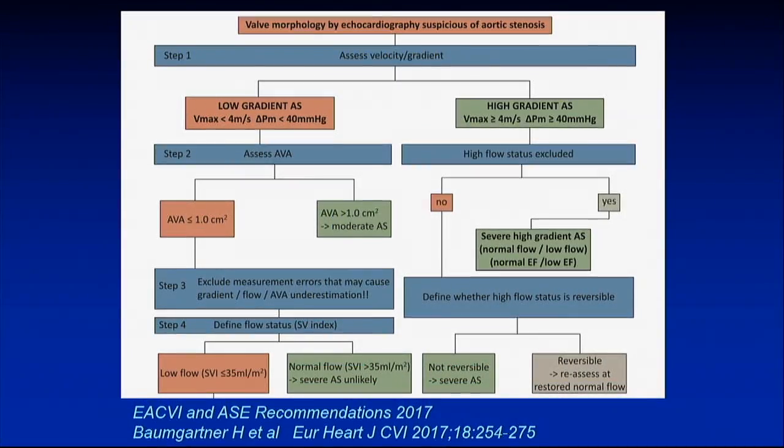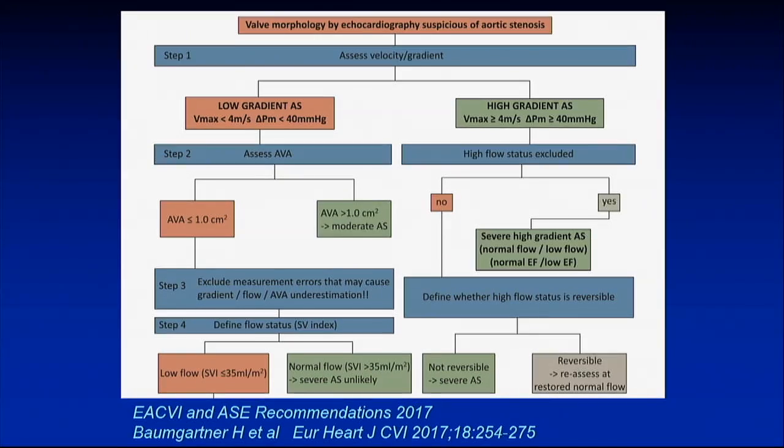Now, in aortic stenosis, we have hundreds of papers dealing with low gradient aortic stenosis by now, and still a lot of confusion. I think everybody is struggling with that, and we just published a European and North American recommendation paper on that. What we recommended is that when we see a patient with a low gradient and we have the suspicion of significant aortic stenosis, the next step would be to calculate the aortic valve area. When the aortic valve area is larger than 1.0 square centimeters, we would consider this moderate stenosis.